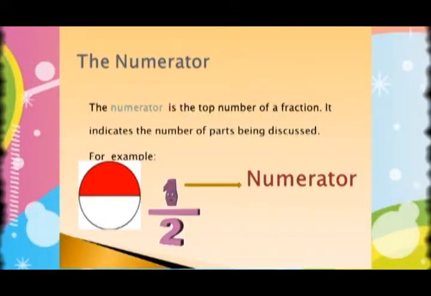Now we'll be looking at the numerator to find out which part of the fraction it is. The numerator is the top number of a fraction. It indicates the number of parts being discussed. For example, here we have one part that is shaded out of two parts. The one here indicates the numerator.